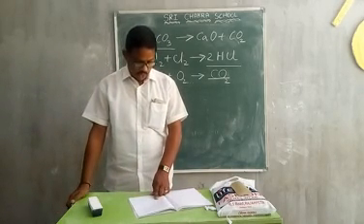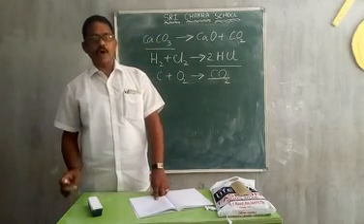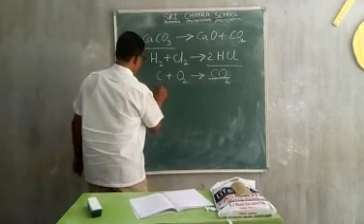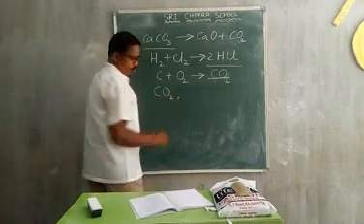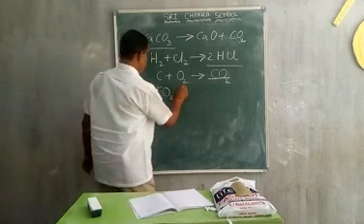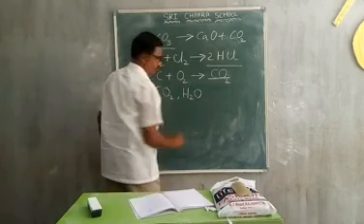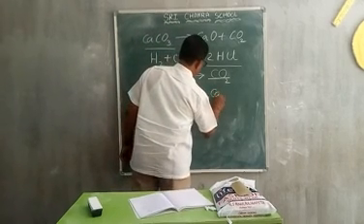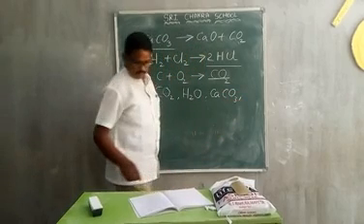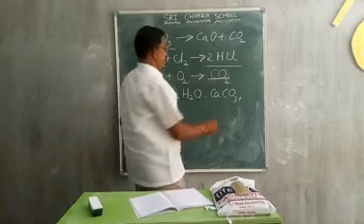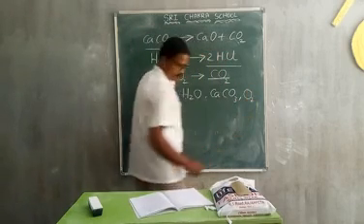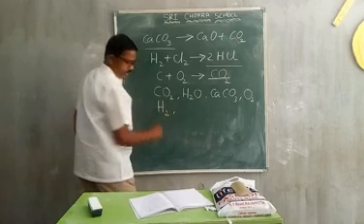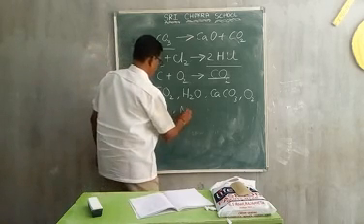Write formulae of the following substances. One is carbon dioxide, already it is there: CO2. Water, H2O. Formula of water is H2O. Calcium carbonate, CaCO3. Oxygen, O2. Hydrogen, H2. And nitrogen, N2.